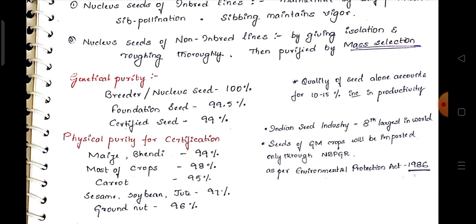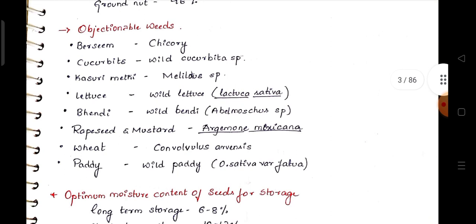Seeds of GM crops, or genetically modified crops, will be imported only through NBPGR, not through other sources, as per the Environmental Protection Act 1986. Coming to the physical purity for certification: for maize and bhindi 99% purity, most of the crops 98%, carrot 95%, sesame, soybean and jute 97%, groundnut 96%.